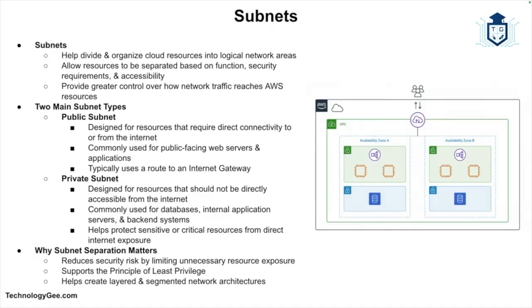First is a public subnet, and these are resources that can access the internet. And then you have what is called a private subnet, and these are resources that are isolated from the internet. So for example, you might place a web server in a public subnet so users can access it, while your database sits in a private subnet for security. And this separation is huge in real-world environments because it reduces risk and follows the principle of least privilege, which is something AWS loves and exams test heavily on.